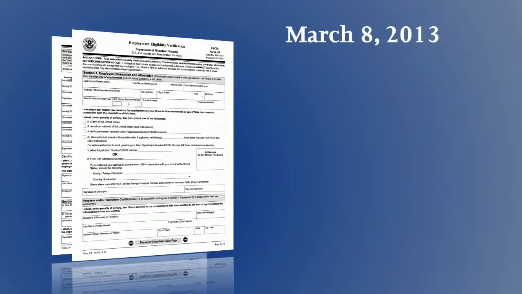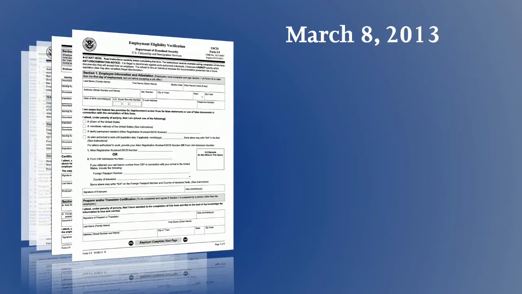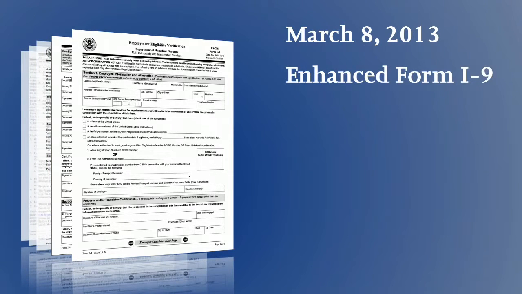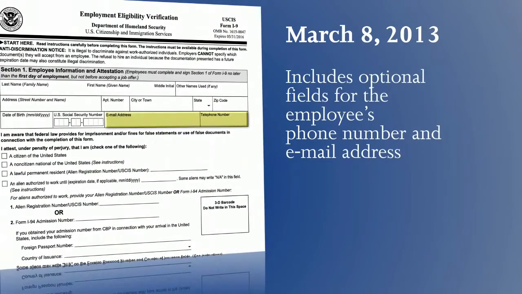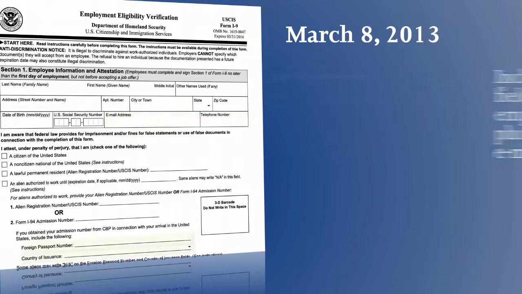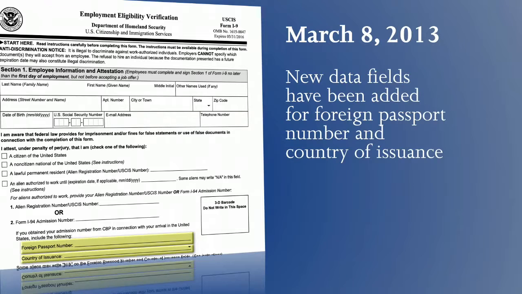On March 8, 2013, U.S. Citizenship and Immigration Services introduced an enhanced Form I-9 Employment Eligibility Verification. It has been reformatted to help reduce errors and includes clearer instructions for both employees and employers. The Form I-9 now includes optional fields for the employee's phone number and email address, as well as data fields for foreign passport number and country of issuance.